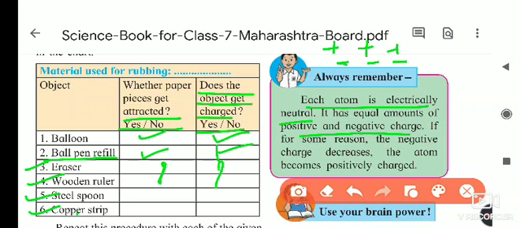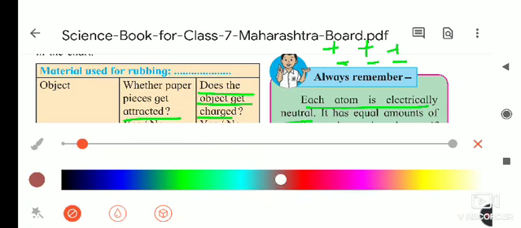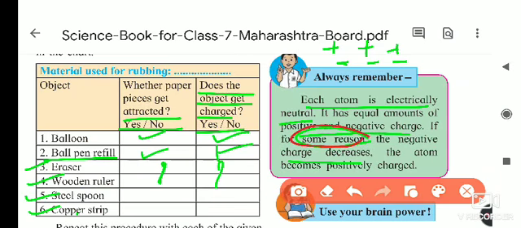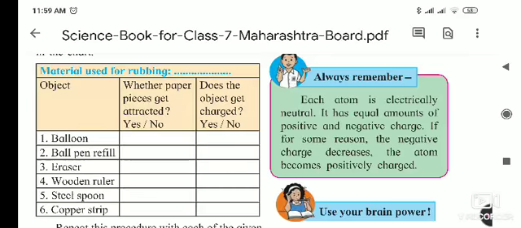If for some reason the negative charge decreases, which we just saw, because of it the object attracts the paper pieces. The reason behind it is that when we rub it against another object, negative charges are transferred from one object to the other. The negative charge decreases on one object and increases on the other. When the negative charge decreases, it means the object is positively charged.